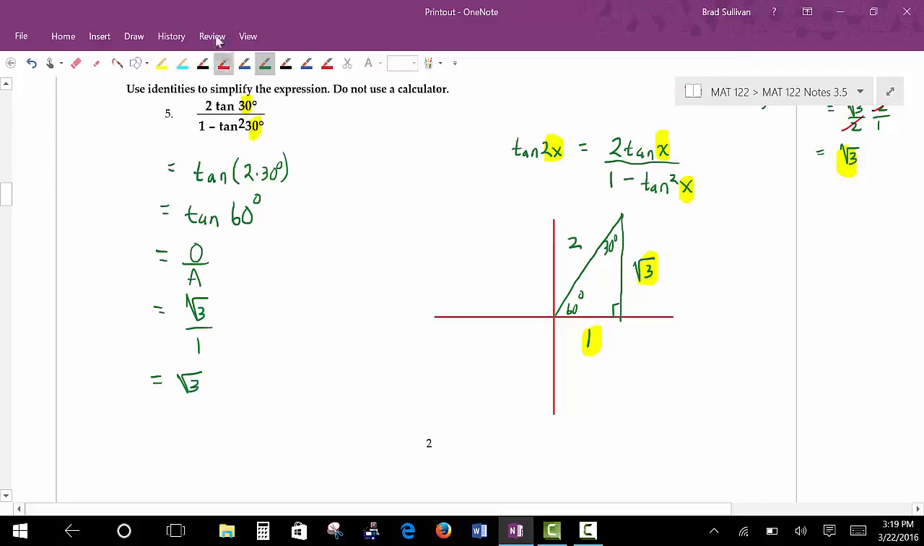Of course, you could also look this up on a unit circle. This point on the unit circle really is the point 1/2, square root of 3 over 2, and it still works out the same way if you do y over x. So you can do it that way.